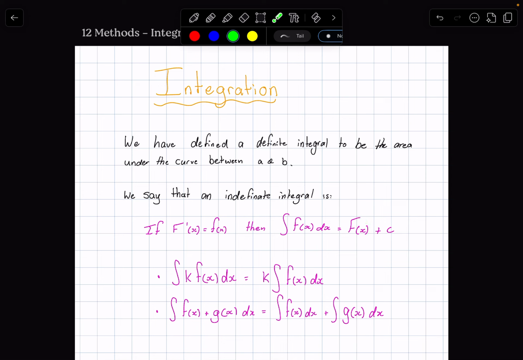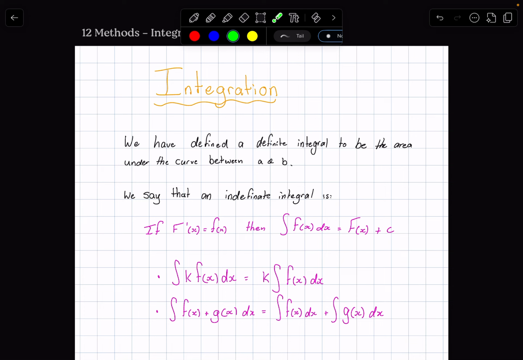Now we've got to be careful because this plus c is a special constant of integration, and we do that because hopefully you remember from differentiation, when we take the derivative of a constant term, it becomes zero. So we've got to make sure that we cover ourselves just in case there was that sneaky constant in our original function. Now, just a few rules in regards to integration that will make your life easier.